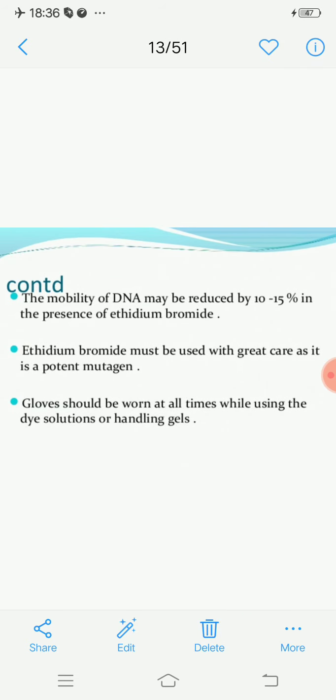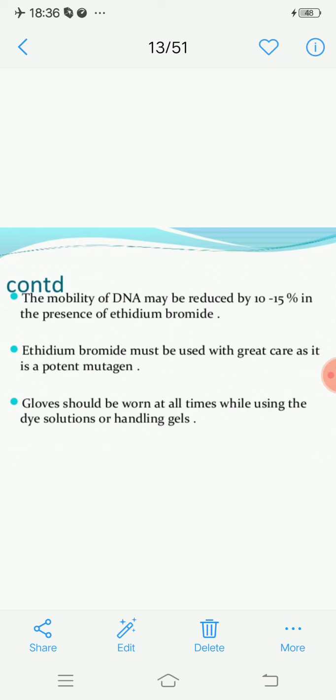Then the mobility in this agarose gel is reduced by 10 to 50% in the presence of EtBr. This is the disadvantage. What is the disadvantage of EtBr? The mobility of the DNA molecule is decreased.